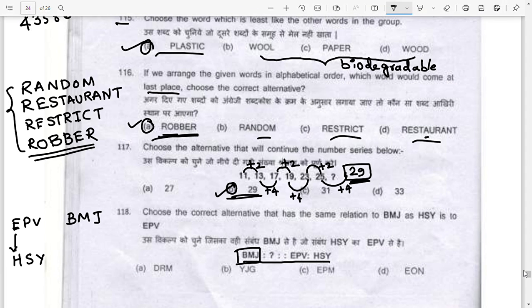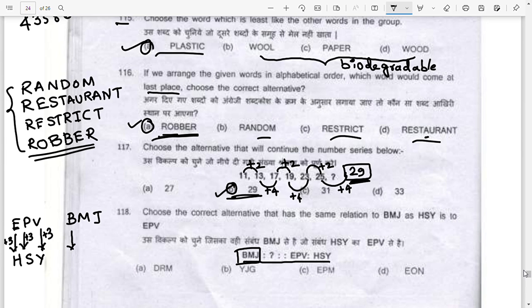So, third term is H. After P, P, Q, R, S. So, after third term, there is S, V, W, X, Y. So, after three terms, there is Y.